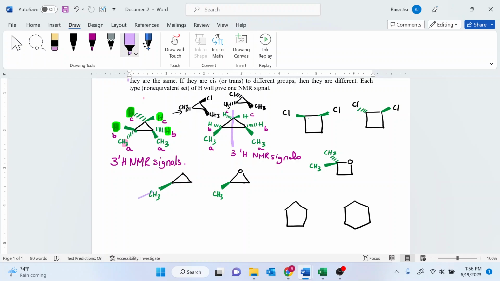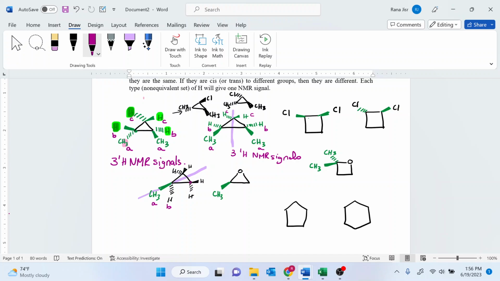For the methylcyclopropane, I can draw a plane of symmetry that passes through the CH3. So here I do have a hydrogen, and then I do have my two sets of hydrogens. I have hydrogen here, and hydrogen here, and hydrogen here as well. This is going to be a set of hydrogen. This is going to be the HA. This is going to be HB over here, okay?